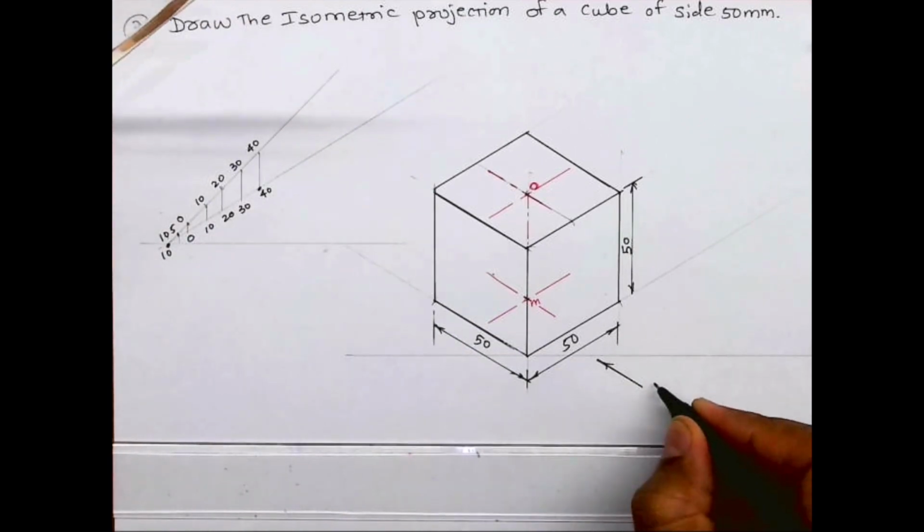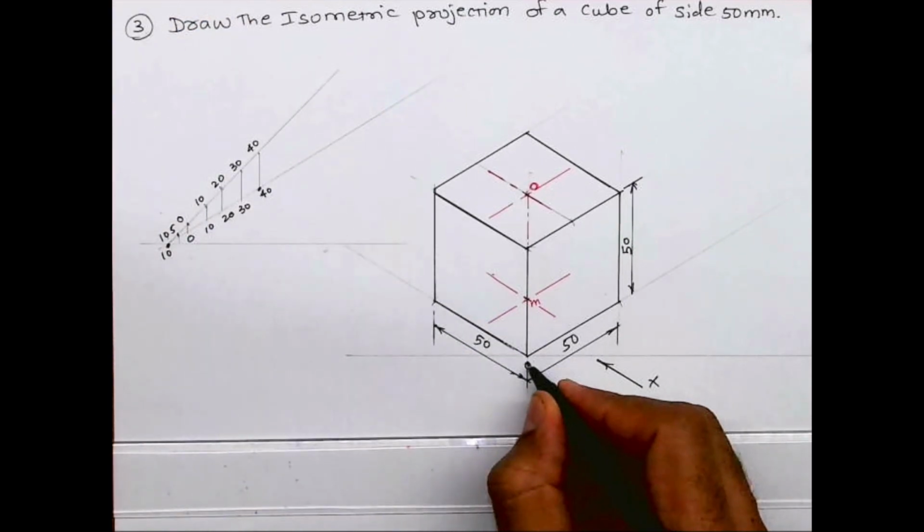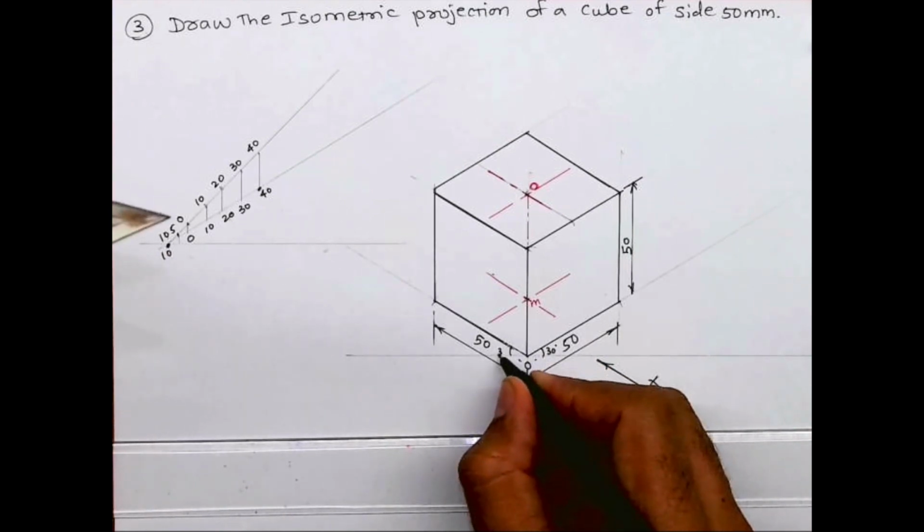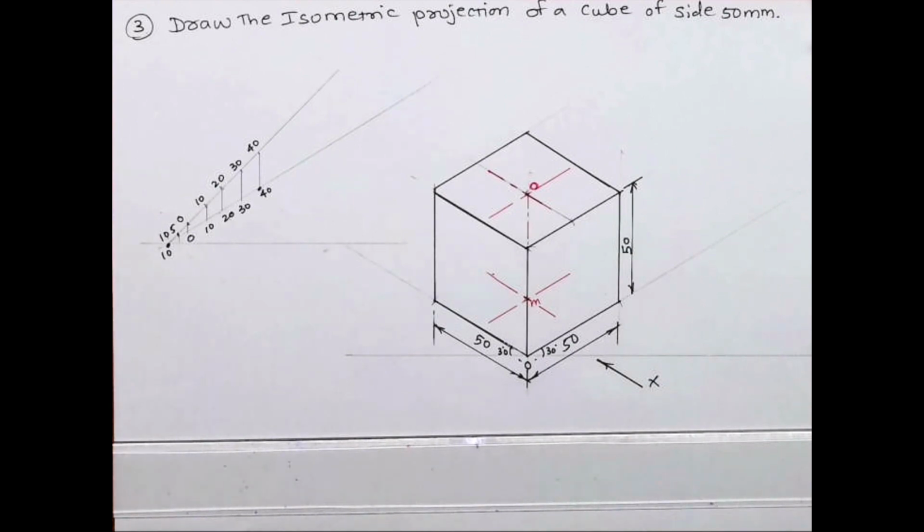From here the observer is watching, that is the direction of viewing. We can write O, and the 30 degree we need to mention. And we need to write isometric projection.